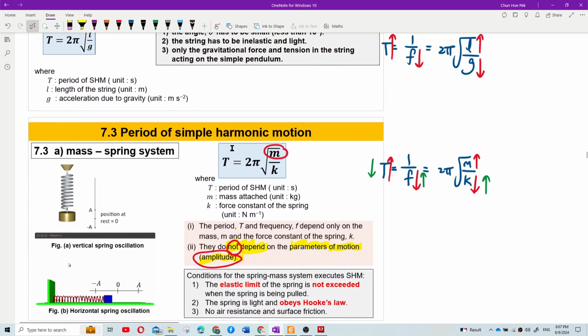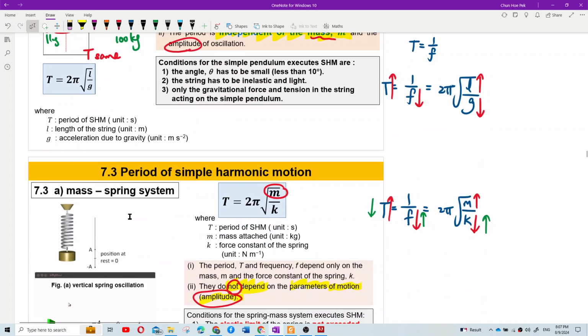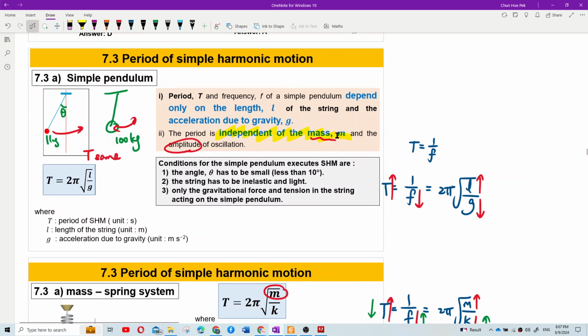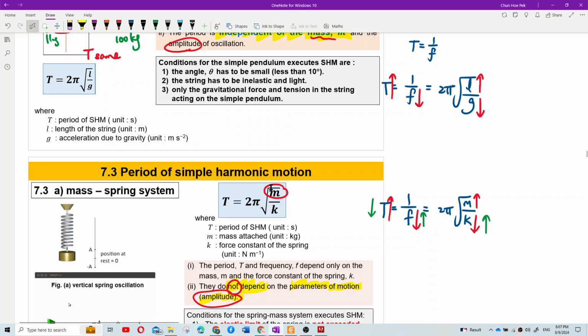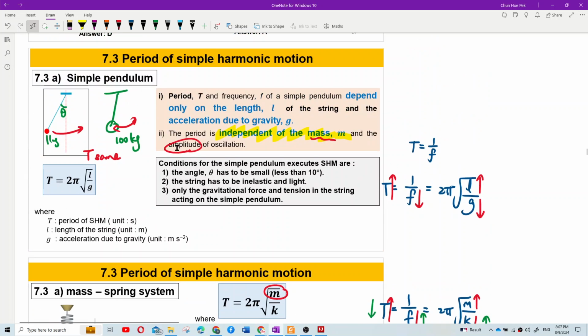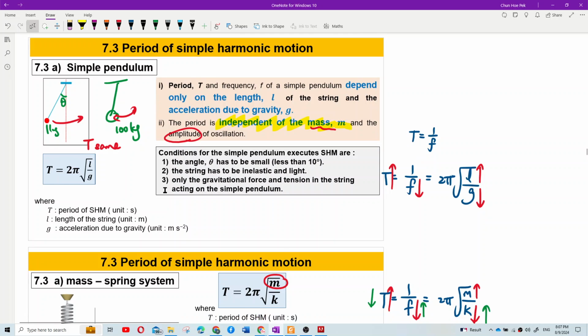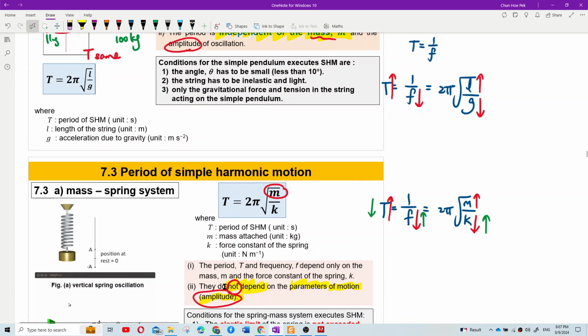So there is some difference between the simple pendulum and the mass spring. The simple pendulum does not depend on mass, but the mass spring depends on mass. But the similarity between these two is that they are independent of amplitude. The simple pendulum is independent of amplitude, and the mass spring is also independent of amplitude. What does it mean here?